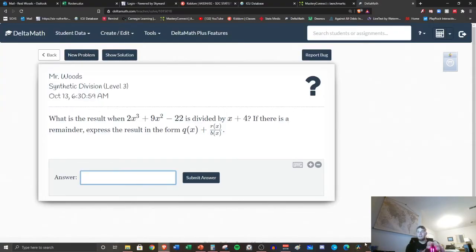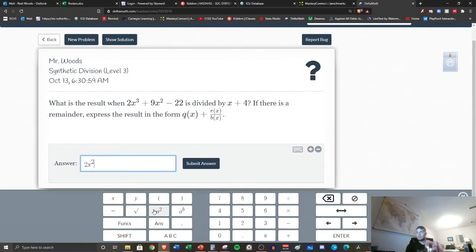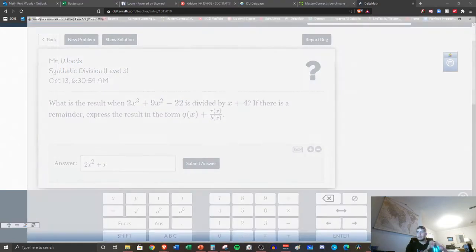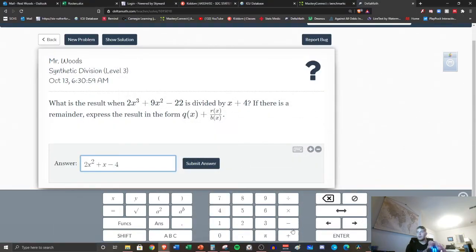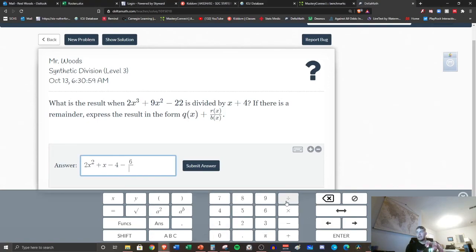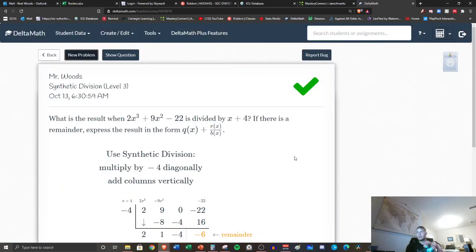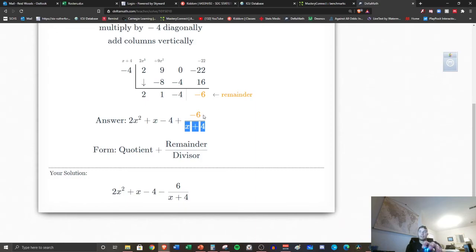So 2x squared plus x minus 4 plus, and you could actually put a minus here. I'm going to do that. Let's try that. Minus, because I want to pull that negative down. So we'll do 6 divided by x plus 4. Got it right. Okay, so they'll put their negative on top, and that's fine. I like to put mine down here, but obviously it's equivalent, so it doesn't really matter.